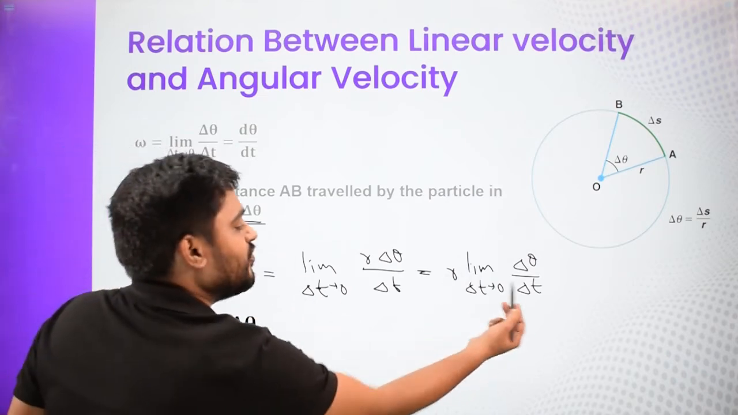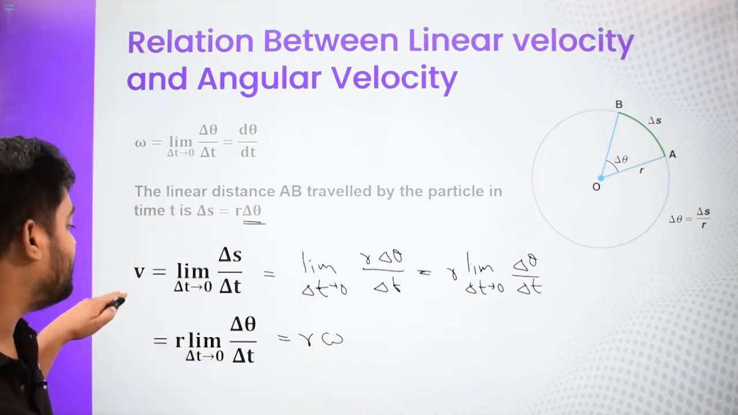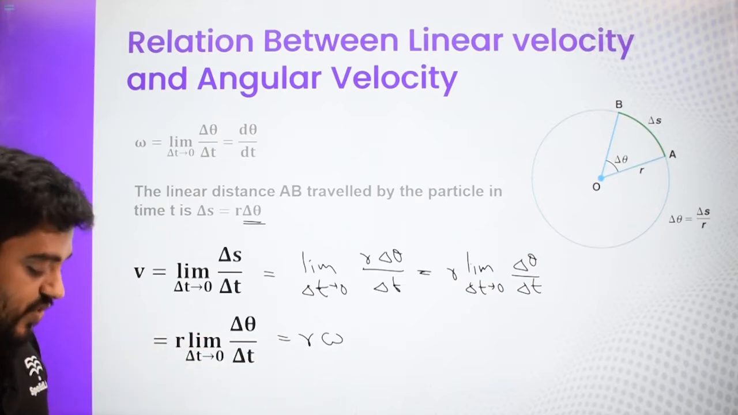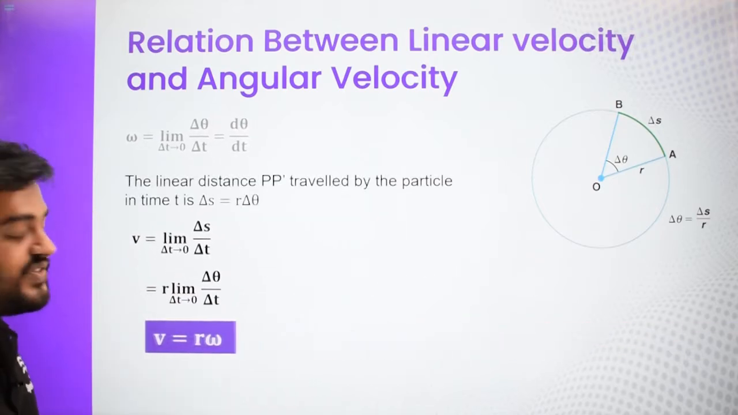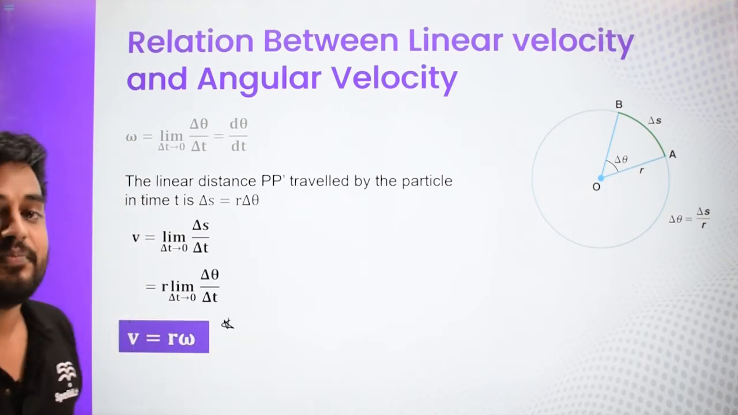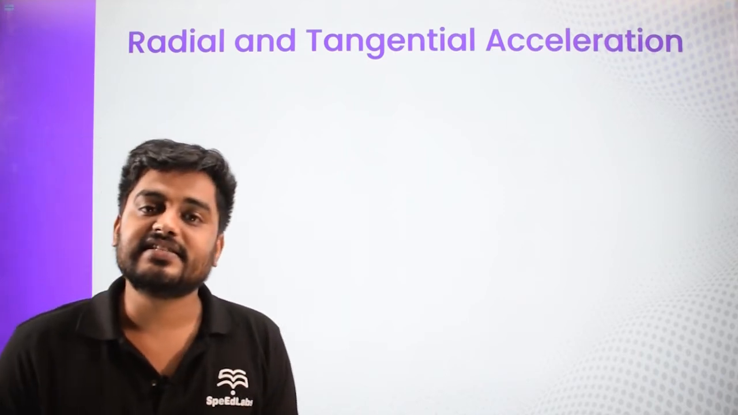So this is r omega. So at the end we can say the linear velocity v is related to the angular velocity as v is equal to r omega. So this is the relationship which we get, and this is again going to be an important relationship which you need to remember.